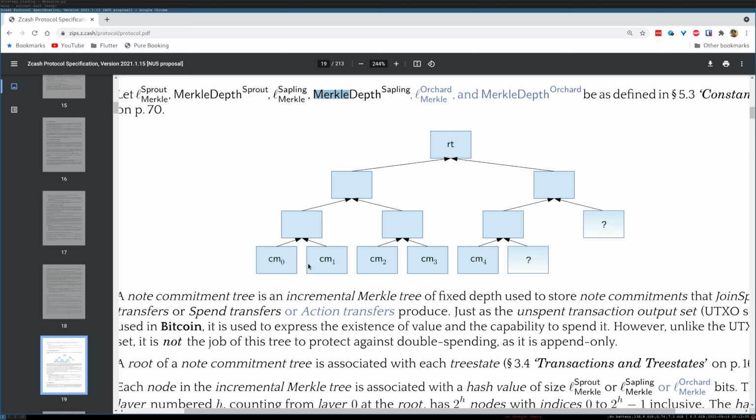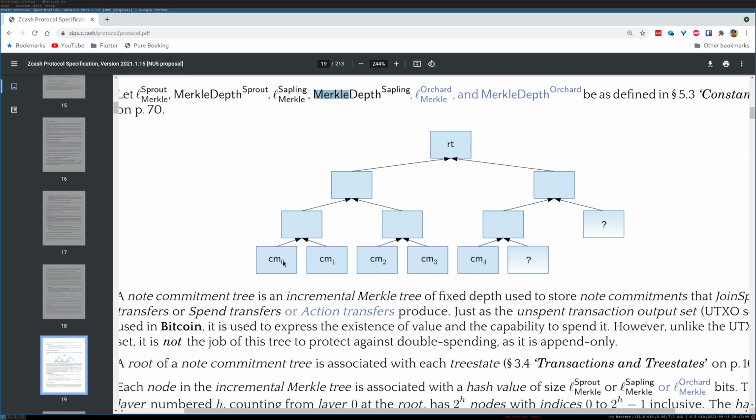So for example, here CM0 and CM1 are combined together to form this node. CM0 and CM1 are hashed together to get this node. CM2 and CM3 for this one. CM4 and this placeholder, because in this case we do not have CM5. So whenever you don't have a right child, you put a placeholder value. So we get this hash here, and then we proceed the same way on the second level.